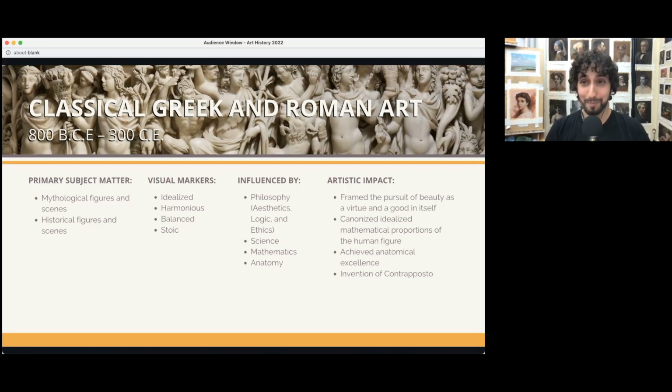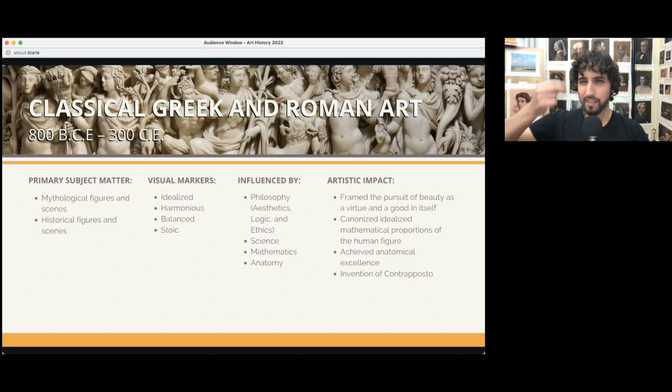That art period, because of these philosophical principles, they created so much majestic art that you'll see later on how it influenced basically everything. And I didn't talk about visual markers. So idealized, harmonious, balanced, stoic. Stoic, which basically advocates for restraint and self-control, right? So it's almost the opposite of acting on your passions. It's not, oh, I feel angry, boom, I'm gonna go get in a fight, right? No, it's take a breath, be measured, be restrained, have self-control.